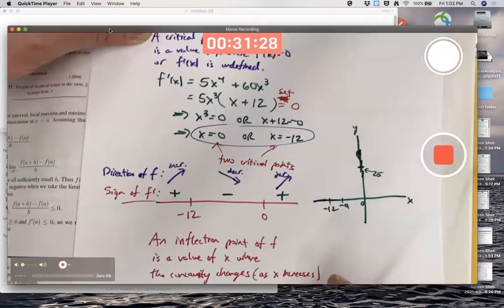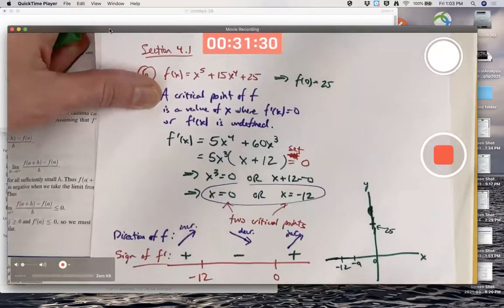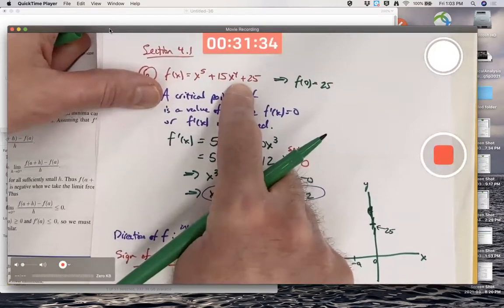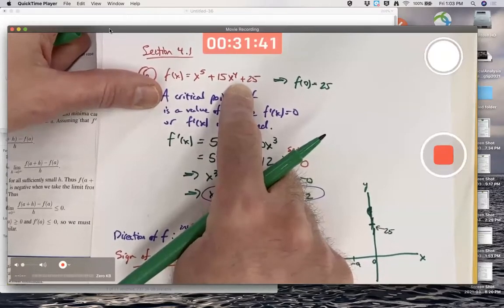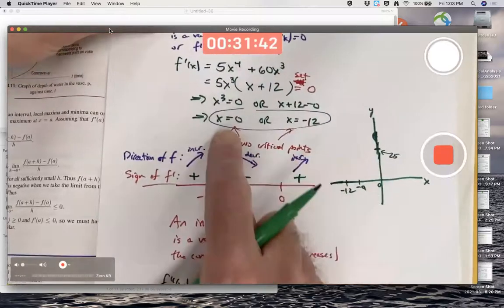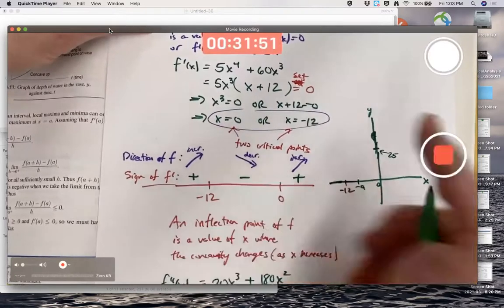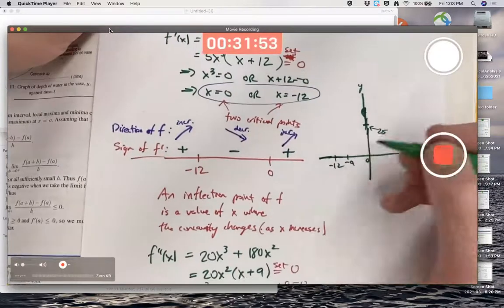Another thing worth noting is that this has no linear term in it. And because of that, the slope at the y-intercept is 0. Actually, we already knew that because we know 0 is a critical point. Okay, so let's start to draw it here.